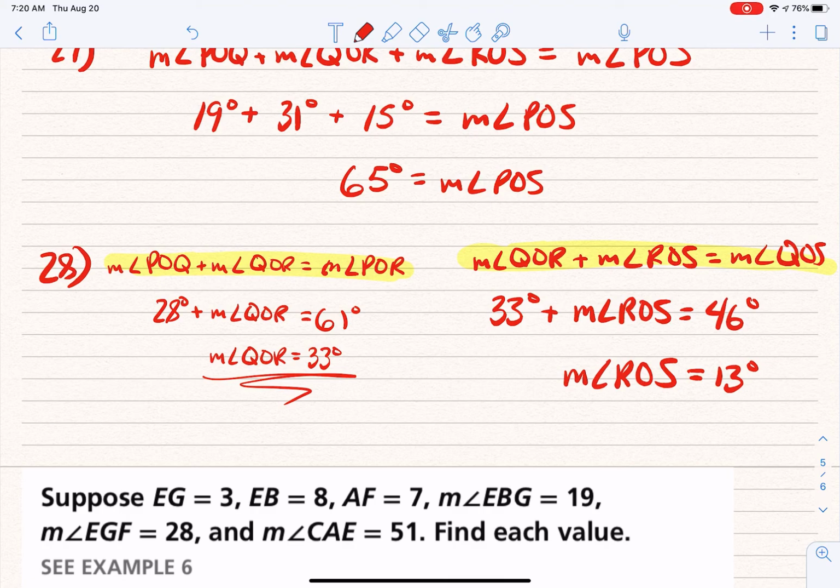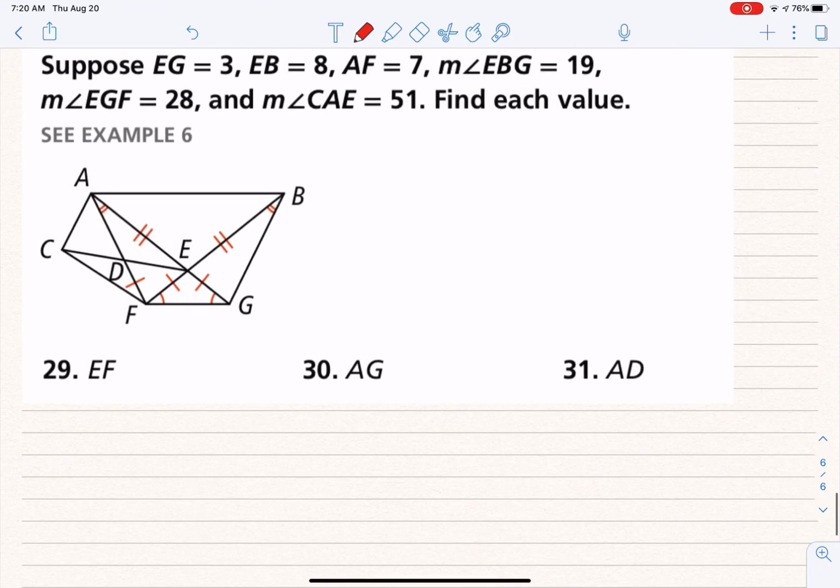So that was number 28. Almost done. Here are our last few problems, 29 and 30. Now this is just an opportunity to practice this idea of understanding congruence. It says, hey, how big's EF? Well, what I do know about EF is that it is the same length as EG because they both have that single dash. And EG is given right here.